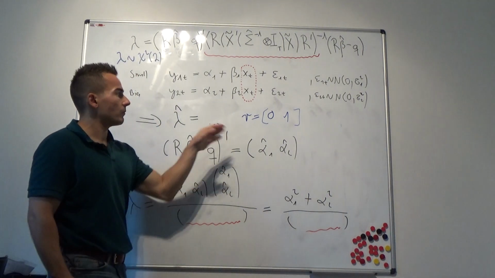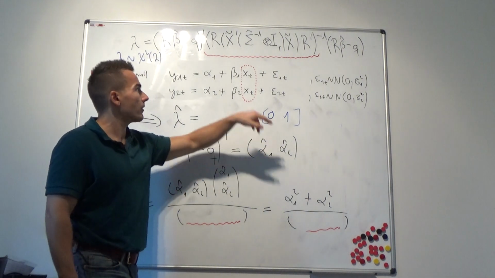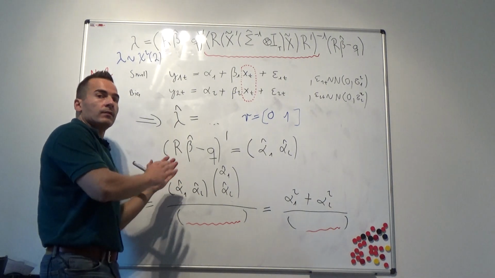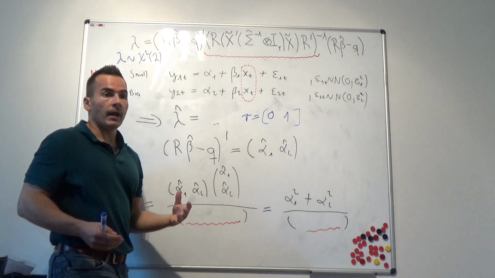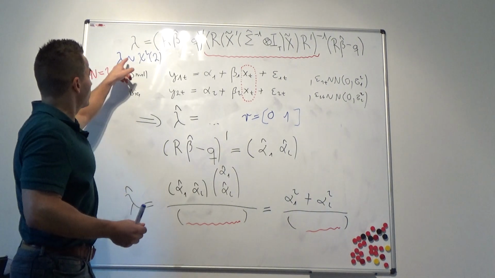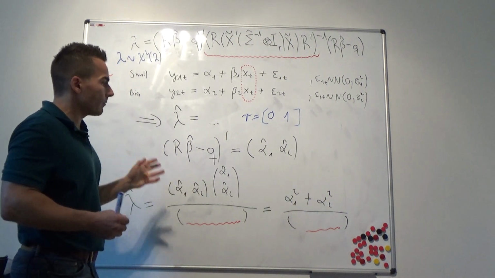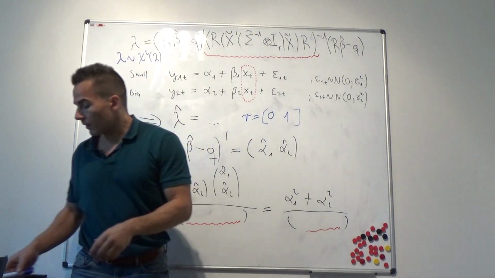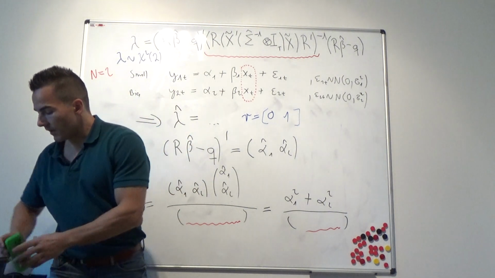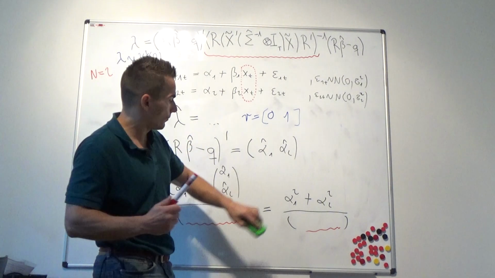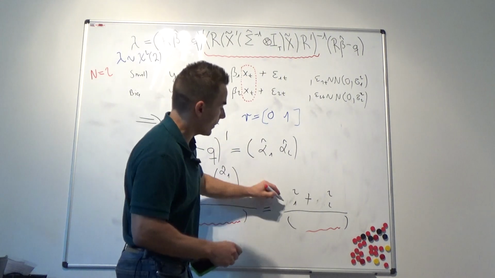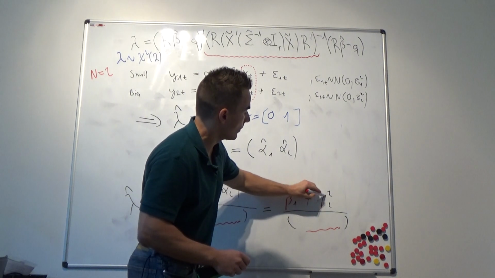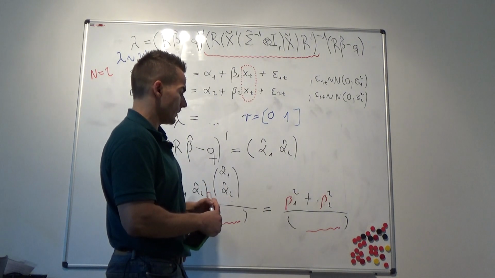Once we define our small r as 0, 1, we can implement all the other things that we have been talking about, and our chi-square test, our lambda, would then give us the corresponding values for our beta 1 and beta 2, okay? Beta 1 and beta 2.